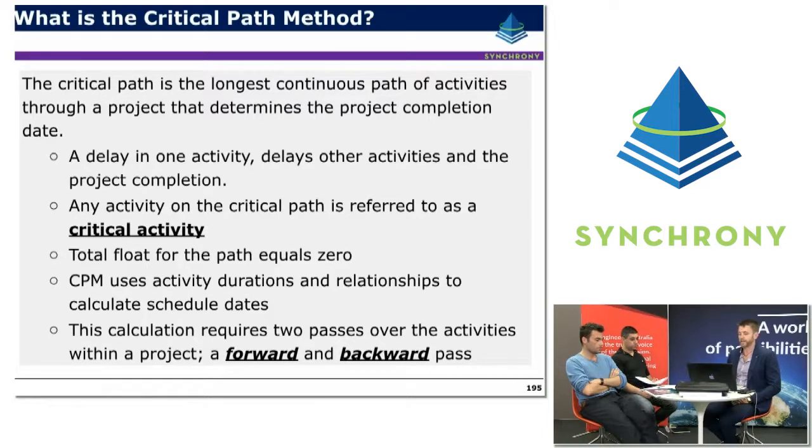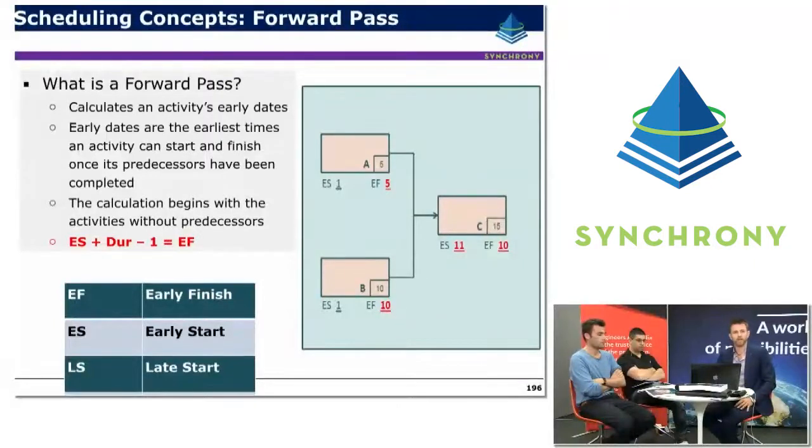The critical path uses activity durations and relationships to calculate schedules, and this calculation requires 2 passes over the activities within a project, the forward pass and the backward pass as they're referred to. Okay, the forward pass. So what is a forward pass? It basically calculates an activity's early dates, or based on the links between activities, what are the earliest dates based on that logic that those activities are going to occur. They're the earliest times an activity can start and finish once its predecessors have been completed.